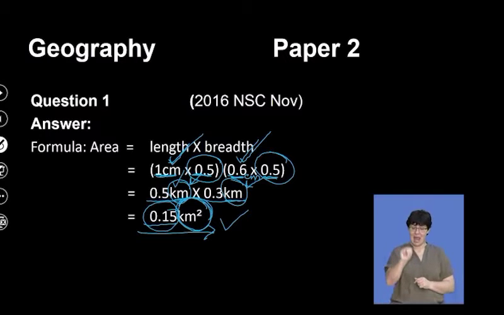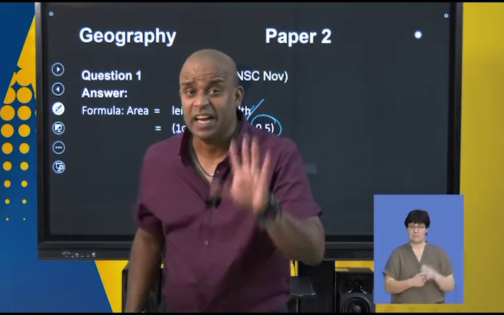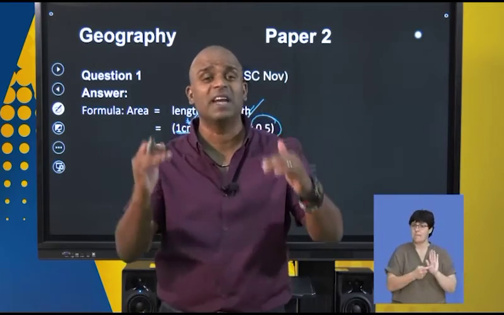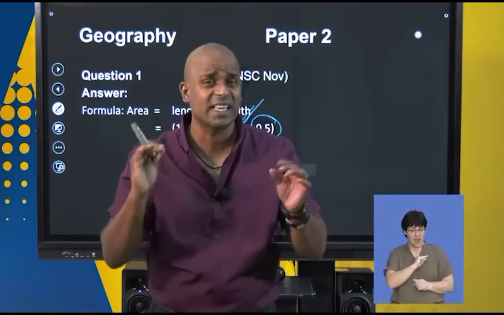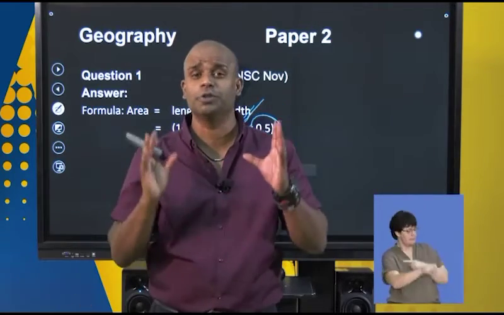Note the marks for area. 1 mark for the length measurement, 1 mark for the breadth measurement, 1 mark for the conversion of the length, 1 mark for the conversion of the breadth, and your final answer. This is simple, guys. Area is 5 marks if you've laid out your responses so that your markers can see exactly what you've put in.